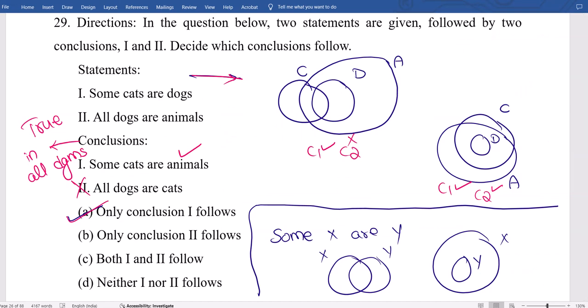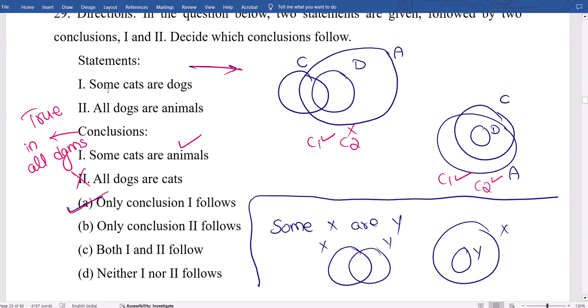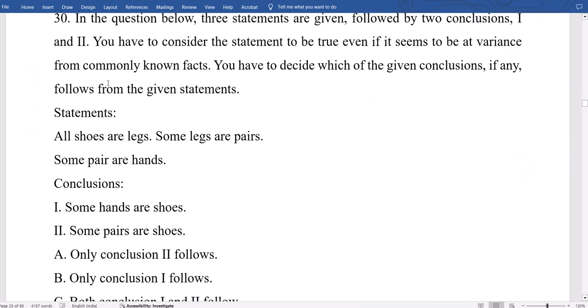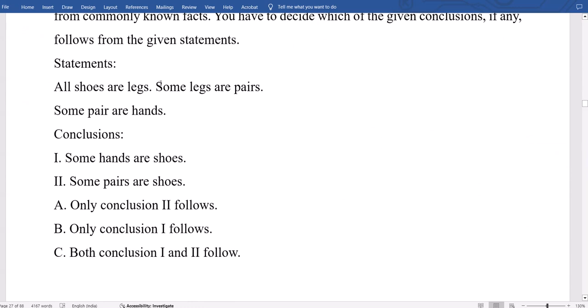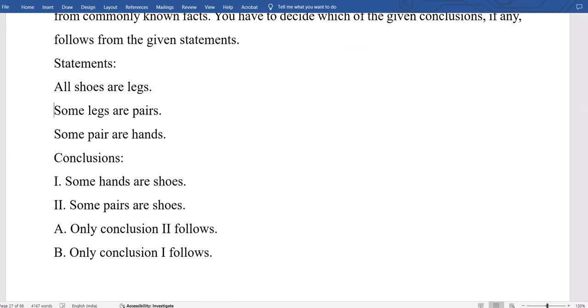Satisfying the given statement, draw the diagram. And from the diagrams, we decide the conclusion. One more question in that fashion. Now, three statements.